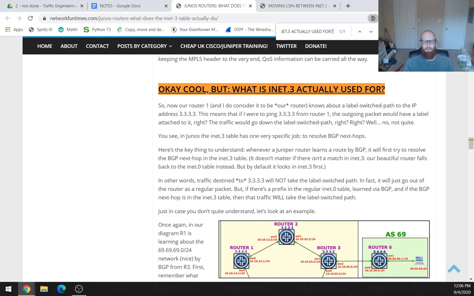You see, in Junos, the INET.3 table has one very specific job: to resolve BGP next hops. Here's the key thing to understand. Whenever a Juniper router learns a route by BGP, it will first try to resolve the BGP next hop in the INET.3 table. It doesn't matter if there isn't a match in INET.3. Our beautiful router falls back to the INET.0 table instead, but by default it looks in the INET.3 first.